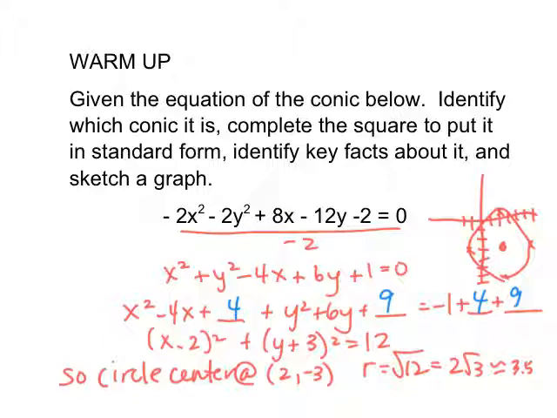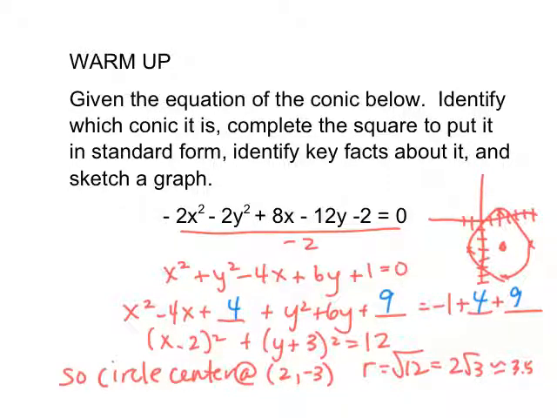So the easiest thing to do when that is the case is to divide out both sides of the equation by that coefficient, which is -2. And when you do that, you end up with x squared plus y squared minus 4x plus 6y plus 1. And 0 divided by -2 is still 0. Then I'm going to group my variables. So you got your x variables and your y variables, and I move the 1 to the other side.